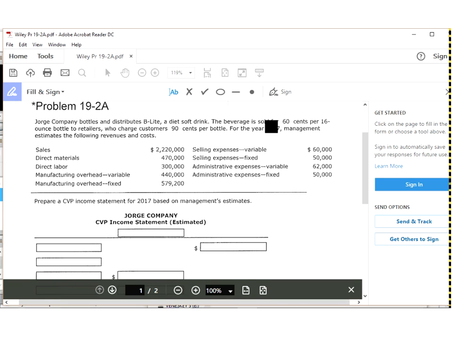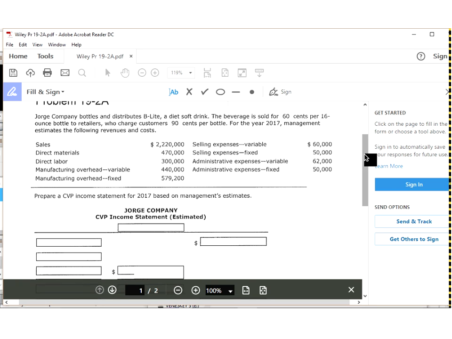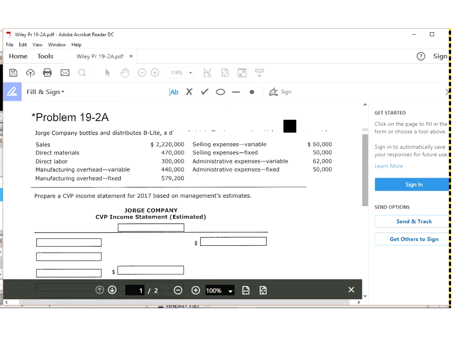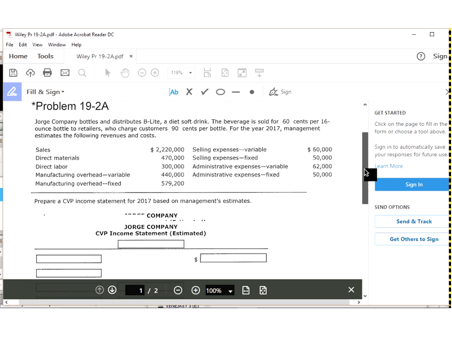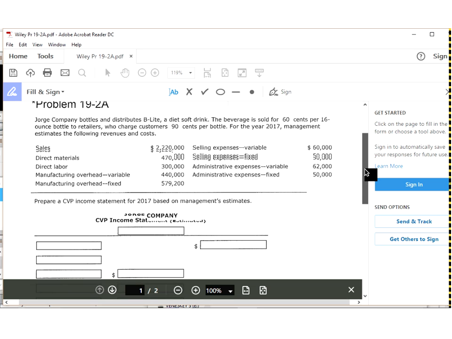And we're selling the bottles. We're selling soft drink bottles for 60 cents a piece. And then retailers are charging 90 cents a piece. This 90 cents a piece, that's just extra information. It doesn't matter to us what they're selling it for. All we care about is what we sell it to the retailer for. So the retailer is the middleman. We're the supplier. We're supplying for 60 cents a bottle.